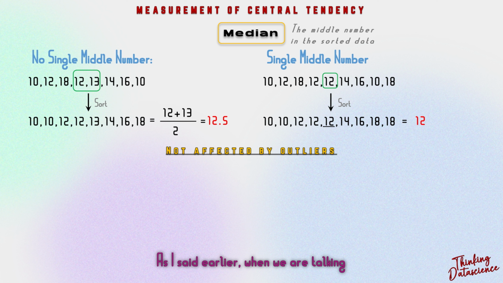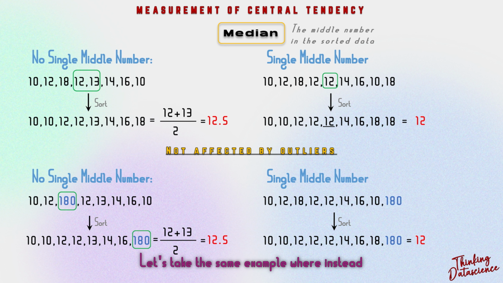As I said earlier, the mean is affected by extreme values. The median is not affected by extreme values. Let's take the same example where instead of 18, the last item is 180. Even if this is 180, the median will still be the same, because once you arrange them in ascending order and take the middle number, the median remains the same. So the median will not be affected by a few extreme values.